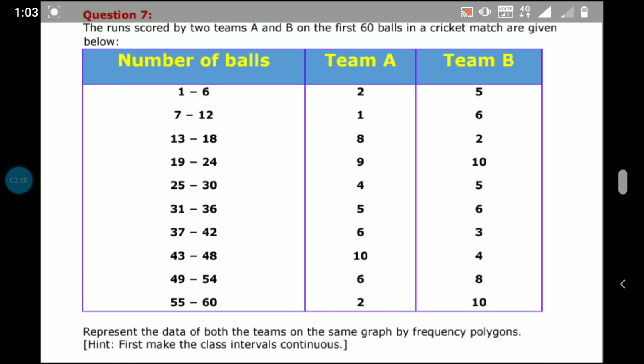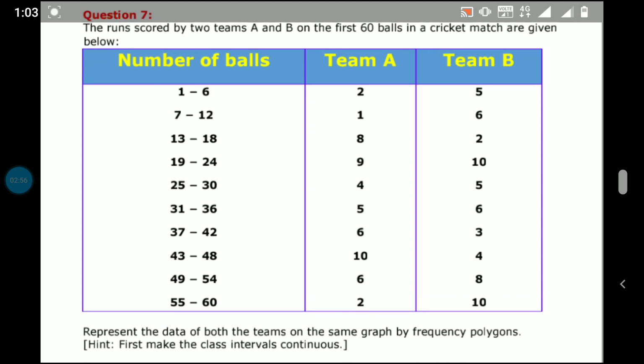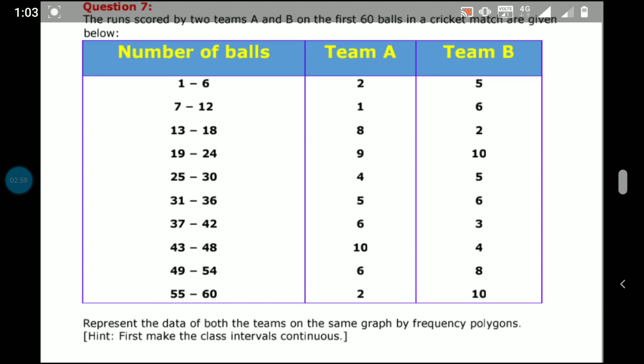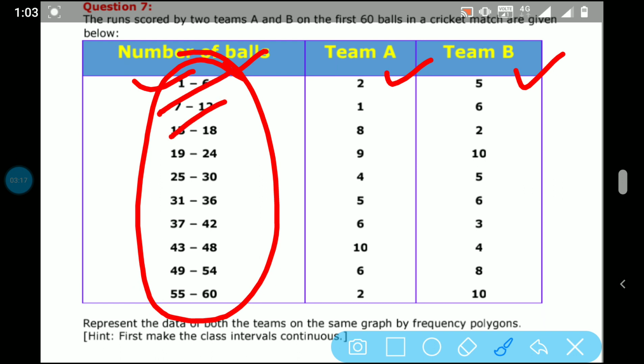And next question, question number 7. This is also from the same exercise of the NCERT book. The runs scored: there are two teams, and they have scored runs. Team A and team B, balls 1 to 6, team A 2 and team B 5. Here also, student, you can see this class interval is not in continuous form. It is in discontinuous form: 1 to 6, then 7 to 12, 13 to 18, and 19. So it is not in regular form.